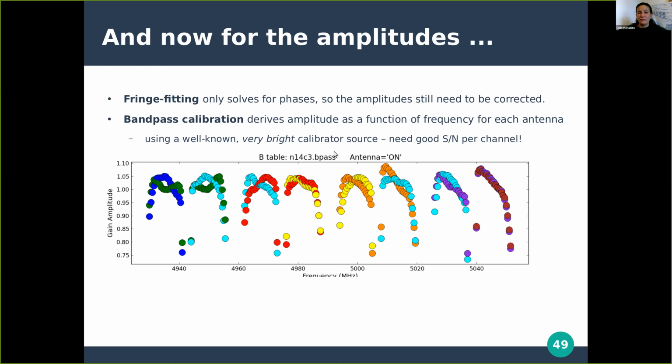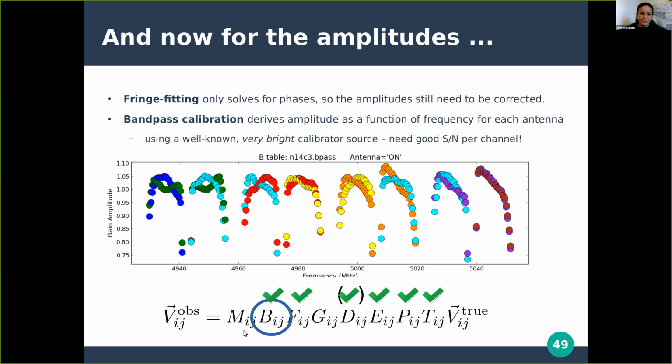And you have to use a very, very bright calibrator source because you have to do this as a function of frequency. You have to do it in each individual channel across your bandpass, which means that you have to have good enough signal to noise in each individual channel to find a solution. So you do this on a very, very bright source, and that's typically our primary calibrator source. So you can see here, these are the band passes for different frequency windows, and you can correct for this.